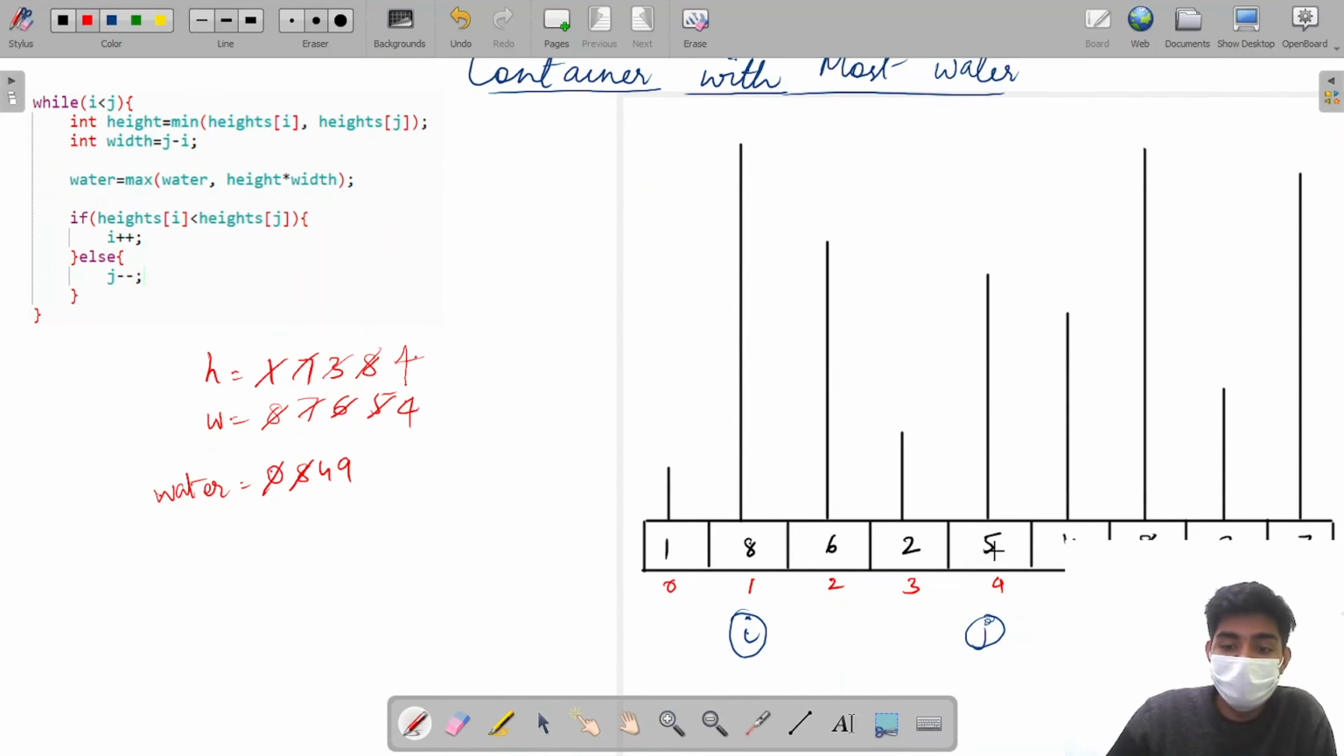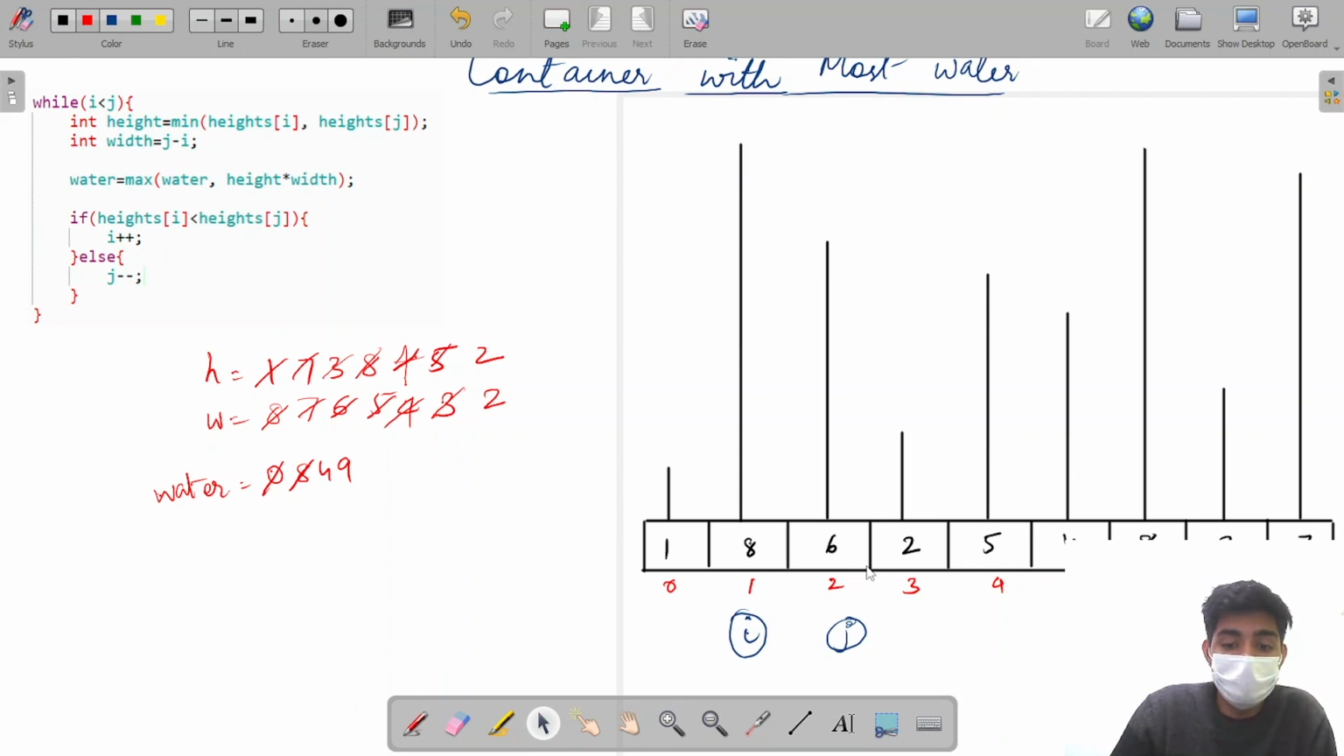Okay. I have 5 and 8. So my height will be 5. My width is going to be 4 minus 1, which is 3. So 5 times 3 is 15. 15 is not greater than 49, so I won't do anything. I will reduce my j. So I have 8 and 2. Now my height is going to be 2 and my width is going to be 3 minus 1, which is 2. 2 and 2 gives me 4. 4 is not greater than 49, so I will not update it and I will reduce my j again because it is smaller.